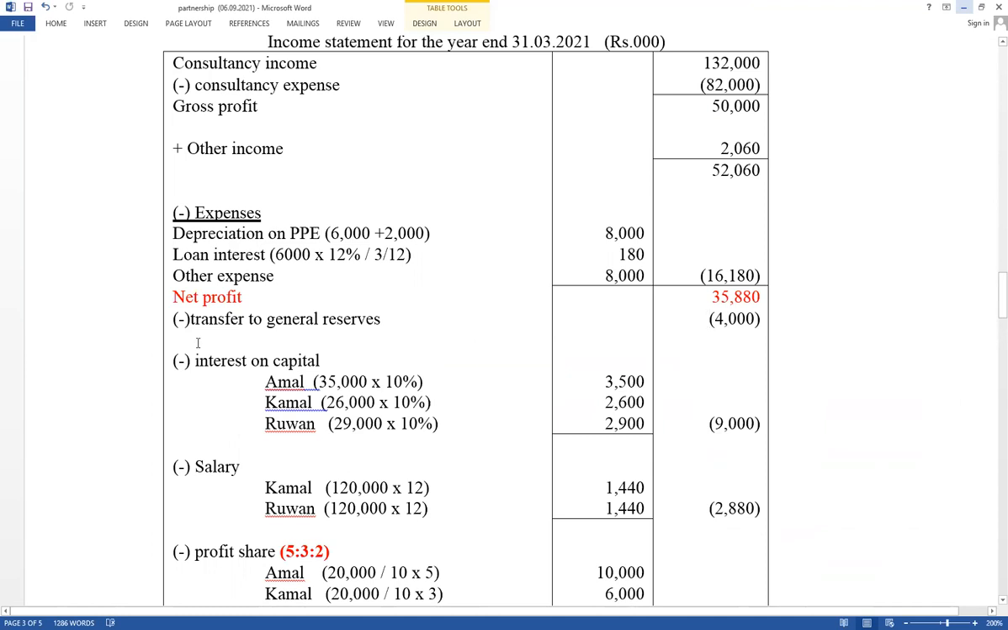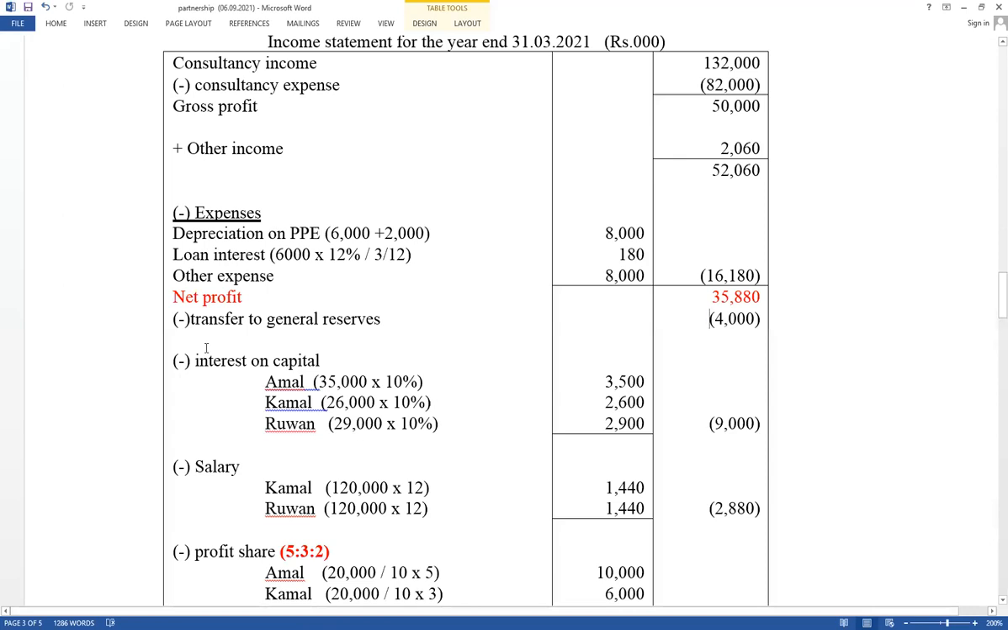If interest on drawings has been given after calculating net profit, a interest is charged based on the drawings in the trial balance. That means they charge interest to discourage drawings. If it is given, that value should be added under the appropriation account. Interest on drawings for Amal, Kamal and Ruwan should be added here. After that, the remainder is deducted.